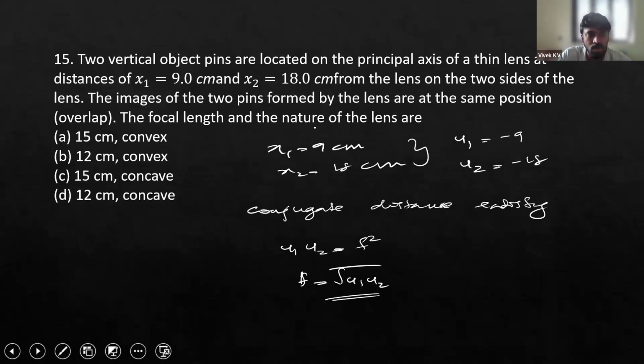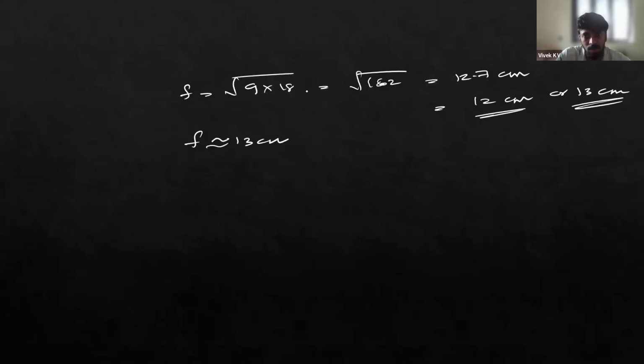So we have to find out, yeah. So here, in the option, the nearest option is 12 centimeters. So it's better to take the approximation as 12 centimeters. So focal length is approximately equal to 12 centimeter. And since the sign for the focal length is actually positive, or even if you are using sign here, -9 and -18, you are going to get the focal length as positive.